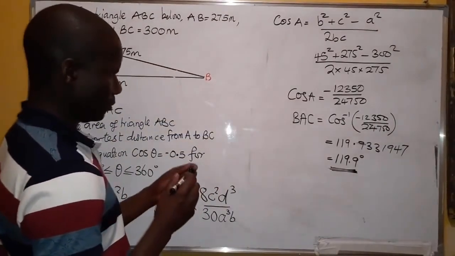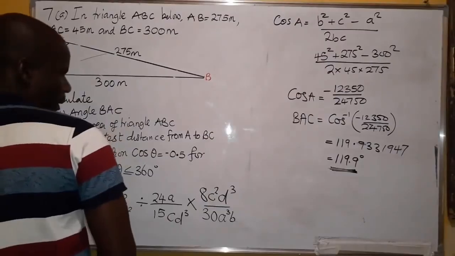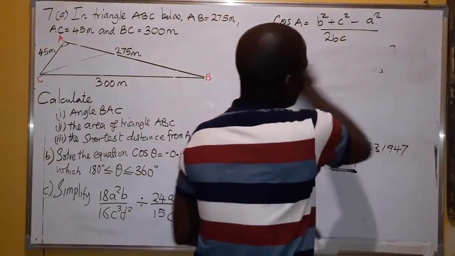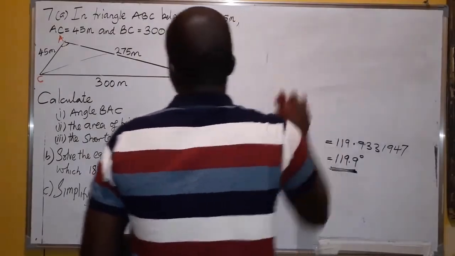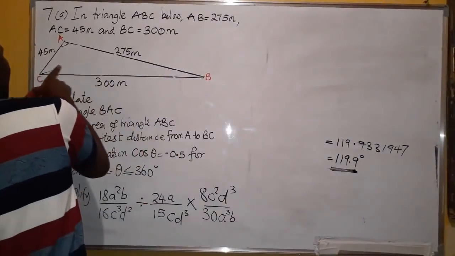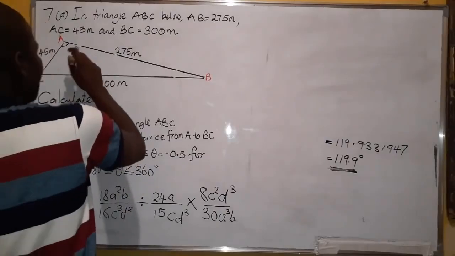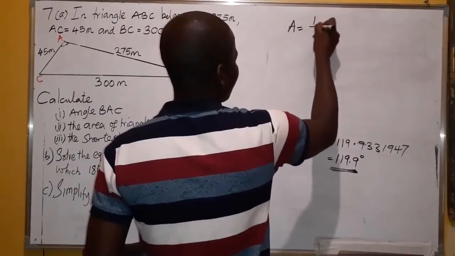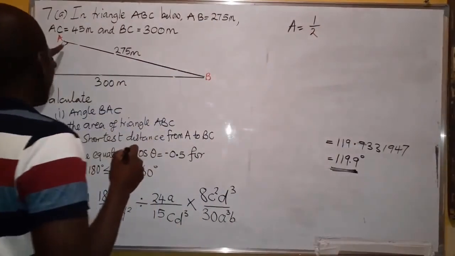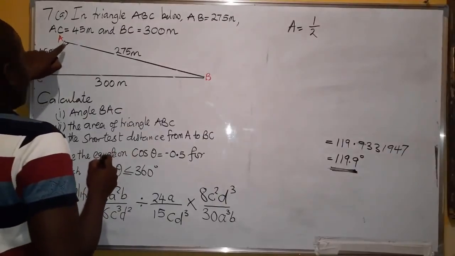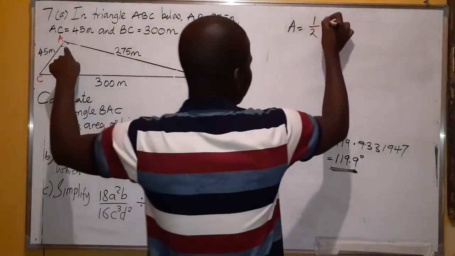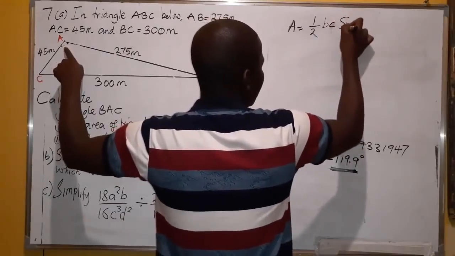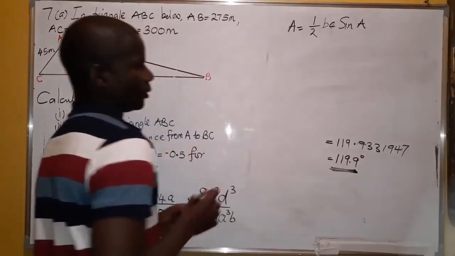Then now I can take you to area. So the angle that we have been given here now is this angle here. Okay, so area, you know that area is equal to 1 over 2. Now in this case we are using this angle at A. So these other sides B and C, then sine A. That's what we are going to do.